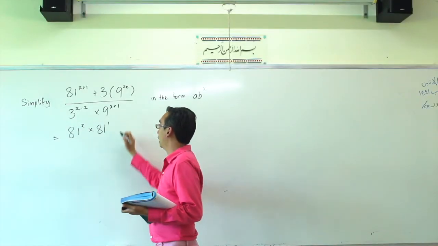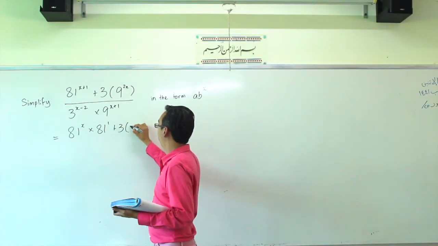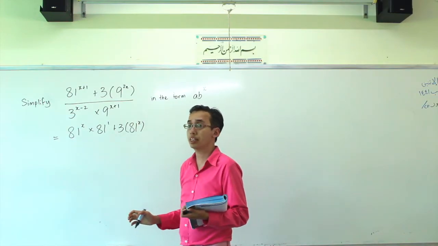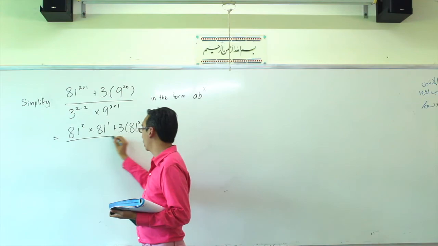Okay, so I erase this, plus 3 of 81 to the power of x. That's the numerator alone. Okay, let's see what we can do with the denominator.